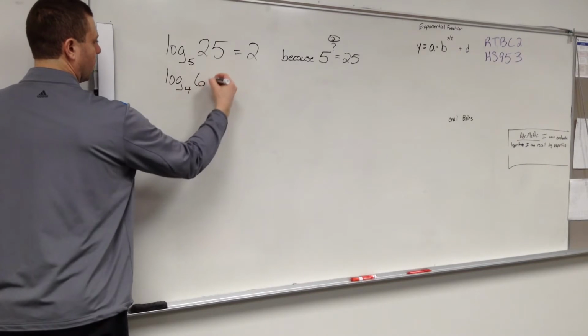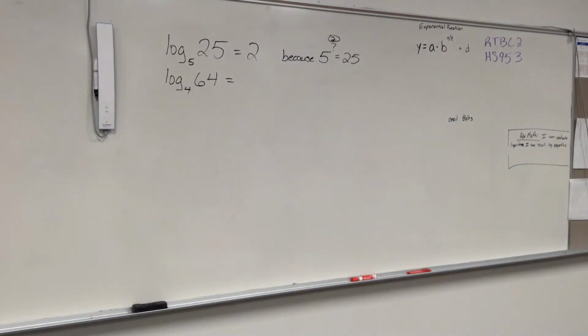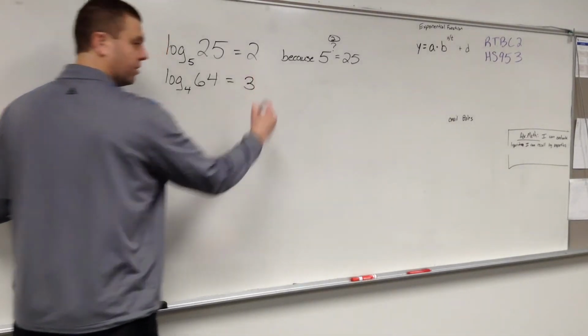Log to the base 4 of 64. 3. Because? Why is the answer 3, guys? 4 times 4 is 16. 16 times 4 is 64. Okay, or another way of saying it, 4 to the third power is 64. Okay, so my answer there is 3.